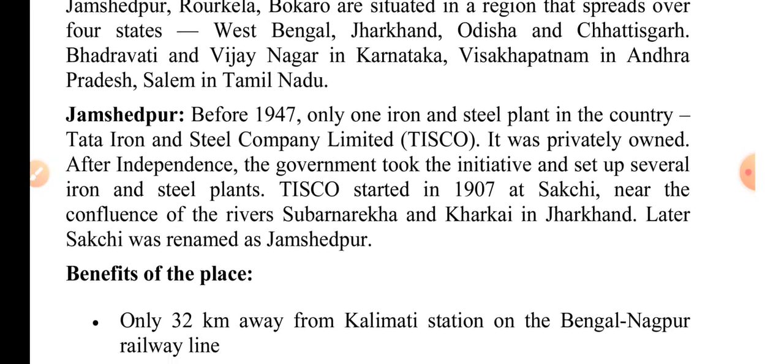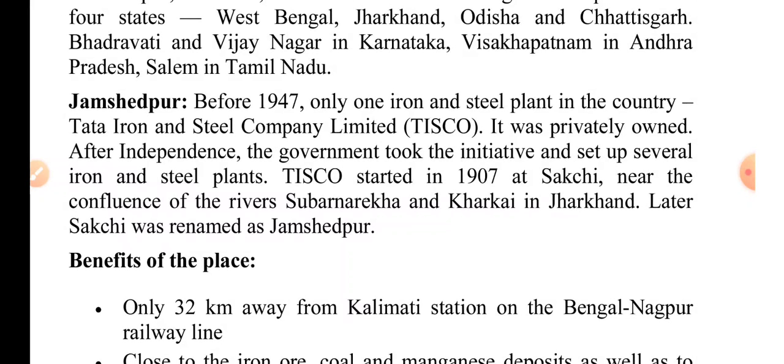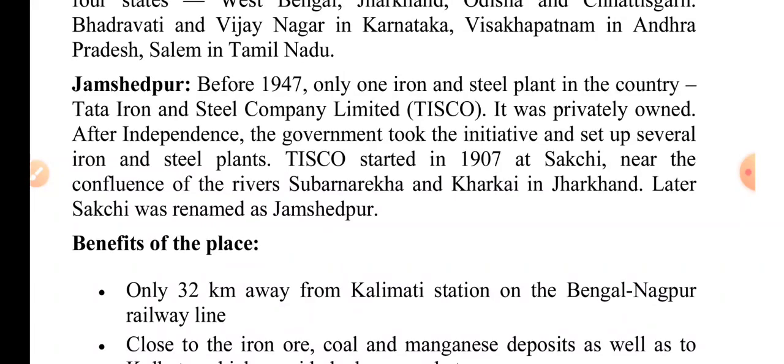And Jamshedpur. Before 1947, there was only one iron and steel plant in the country, that means Tata Iron and Steel Company Limited, TISCO. It was privately owned, and after independence the government took the initiative and set up several iron and steel plants. TISCO started in 1907 at Sakchi, near the confluence of the rivers Subarnarekha and Karkai in Jharkhand. Later, Sakchi was renamed Jamshedpur.